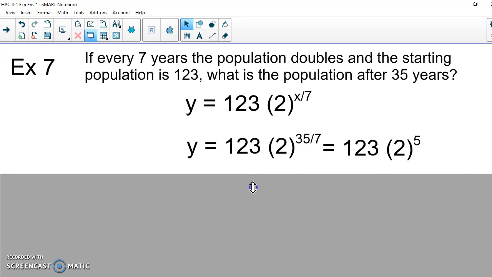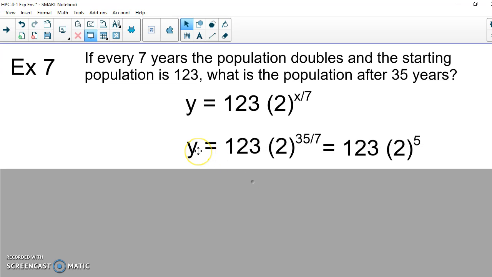Okay, so to answer the question, if I want to know what the population is going to be after 35 years, well, my 35 goes here. And think about, if I double the number every 7 years and 35 years goes by, how many times does the number get doubled? Well, it gets doubled 5 times, right? 35 divided by 7 is 5.